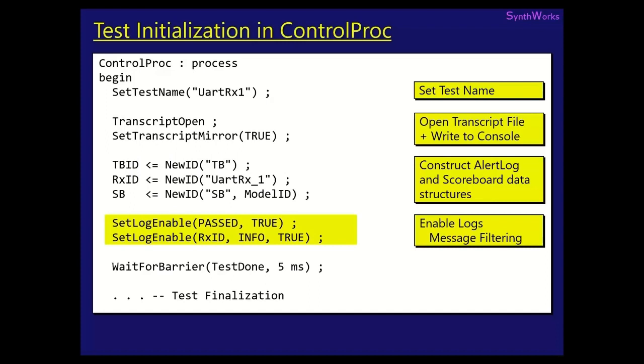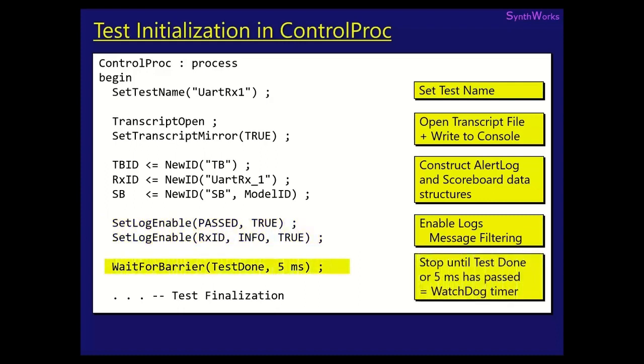Okay. Our enables. So set log enables. This is for our messaging. Our messaging is off by default. This is turning on the pass flags. This is turning on printing info messages. But these info messages are just being turned on for one of the verification components, the one that has the ID that matches the RX ID there.